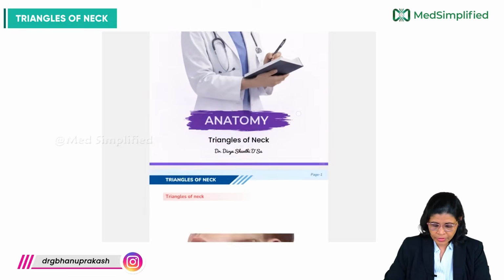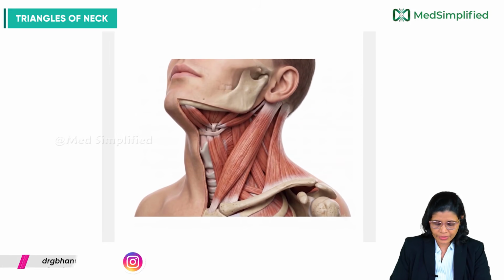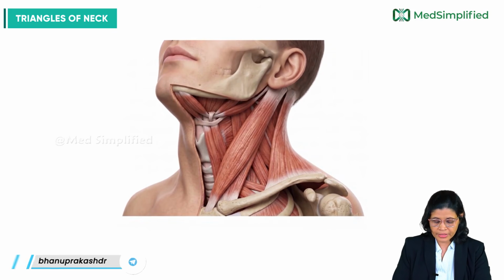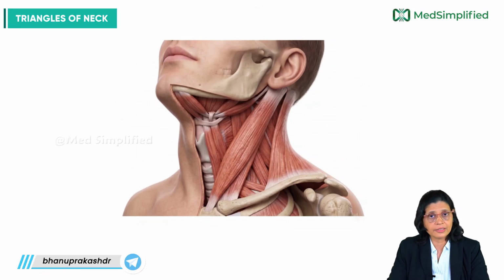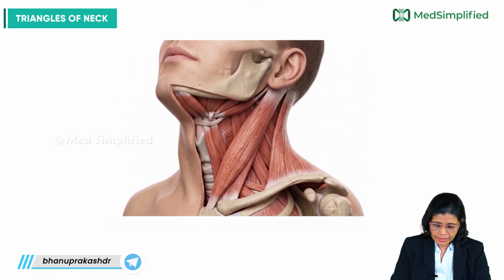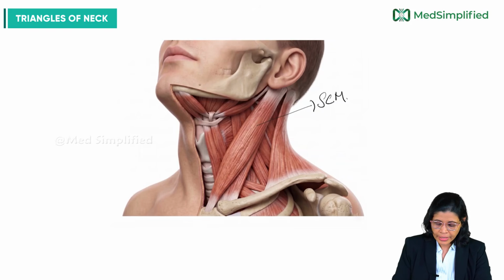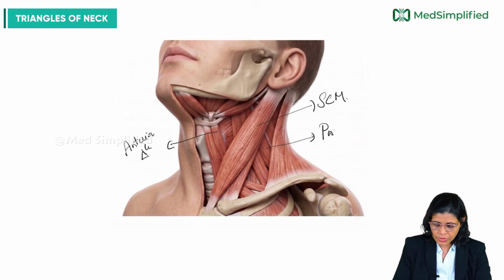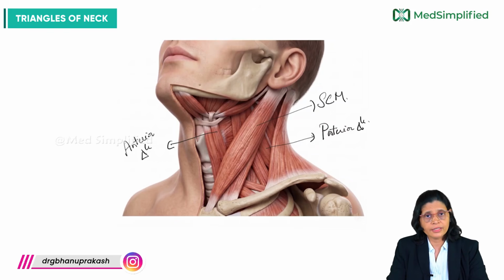So the triangles of the neck. If you see the side of the neck, it is quadrangular in shape and this space is divided by the sternocleidomastoid muscle into a posterior triangle and an anterior triangle. So this part we call the anterior triangle, anterior to the sternocleidomastoid, and posterior to that the posterior triangle of the neck. These are the two main triangles which we see in the side of the neck.